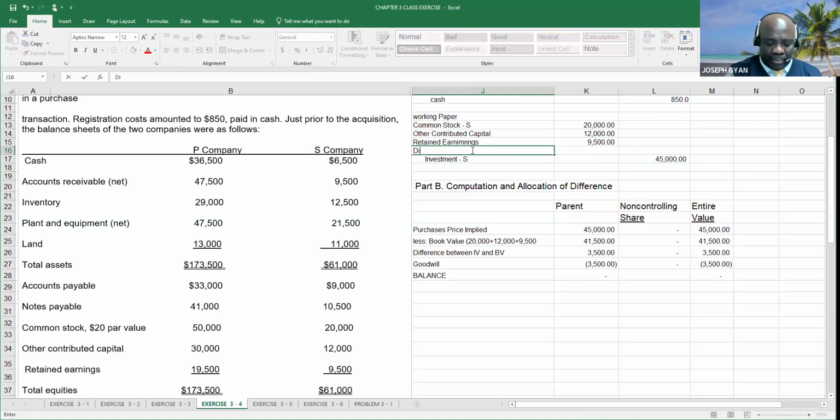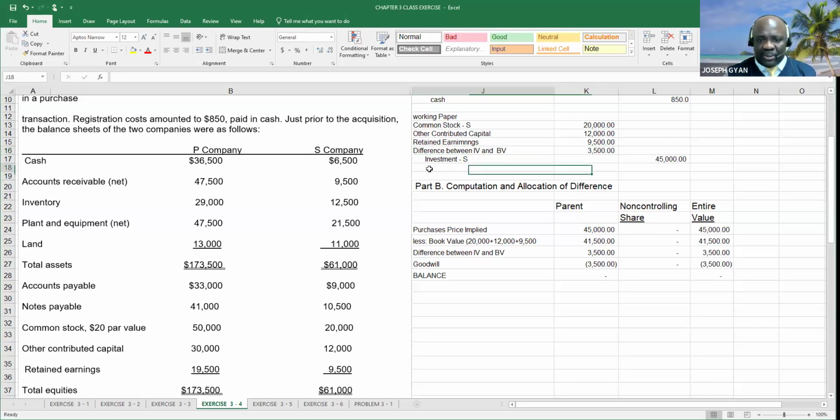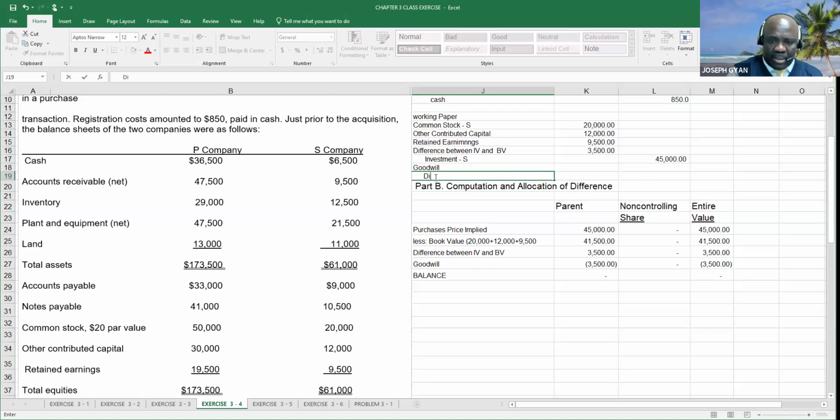Difference between IV and the book value, which is the 3,500. And what did they tell us? They said if there's any difference, we should allocate it. So we have to eliminate the difference by debiting the goodwill and crediting the difference between IV and the book value, which is 3,500.